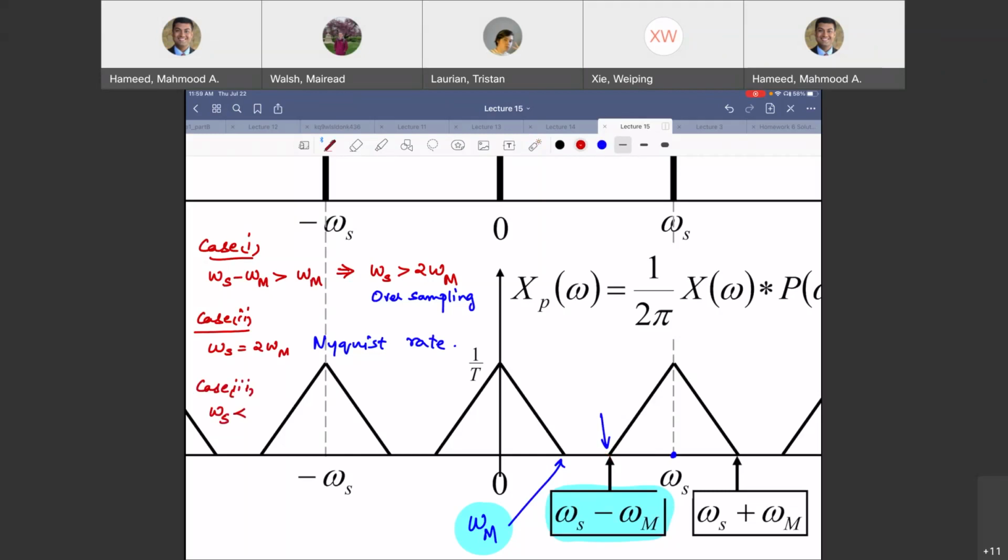Omega s less than 2 omega m, undersampling, leads to aliasing, which means corruption of the high frequency components. How is that going to look like? Well, it's going to look like this, right? So you see what happened here.